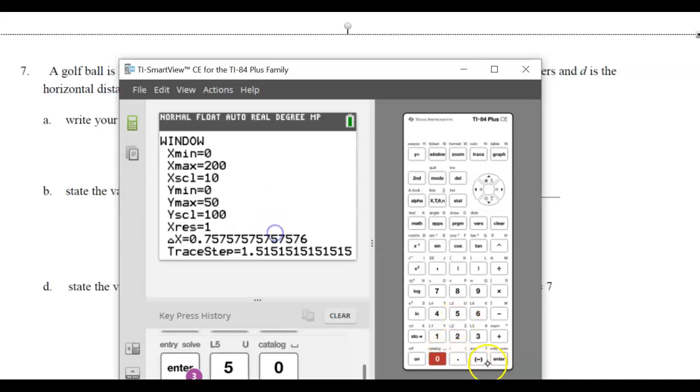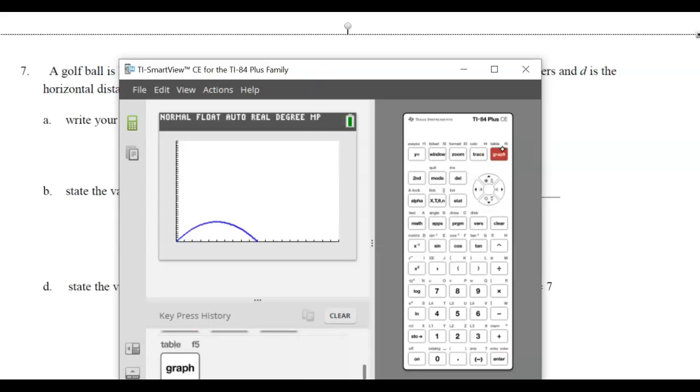We can always change it. But if it's going from 0 to 50, I don't need a scale of 100. I'll just do ones, right? Scale is just the little markings that they put on. So really we don't look at that because their calculator is going to give us the information. Graph on that. Oh, okay.